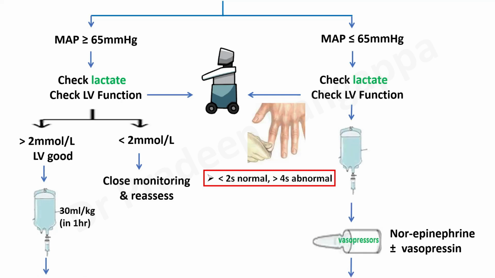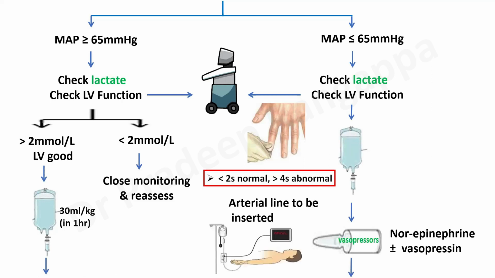Concurrently, at this point you would consider starting vasopressors, either norepinephrine or vasopressin. You consider starting vasopressors when, despite fluid resuscitation, blood pressure has not improved. It's time that you should consider invasive blood pressure monitoring with an intra-arterial line. The arterial line needs to be placed at the point where you think a vasopressor has to be initiated. Then you look at lactate clearance, whether lactate is coming down or not.